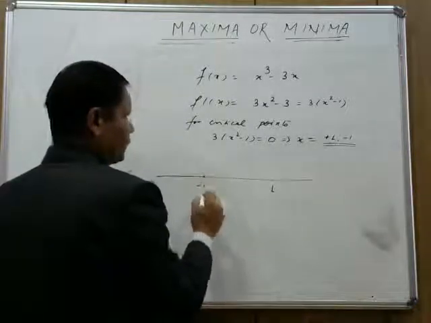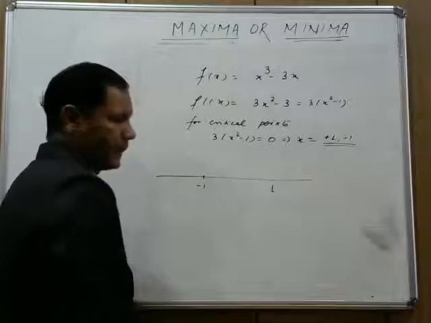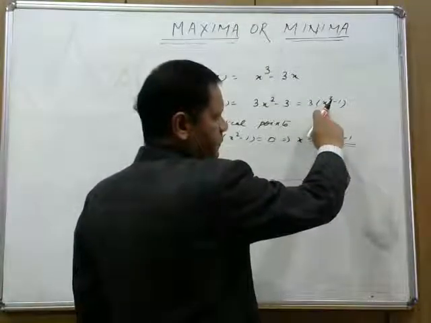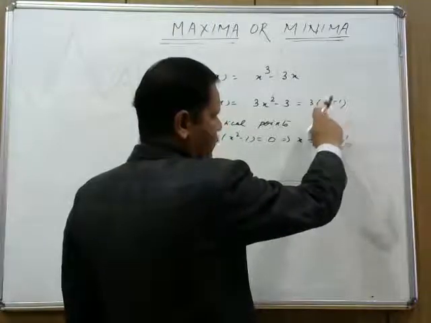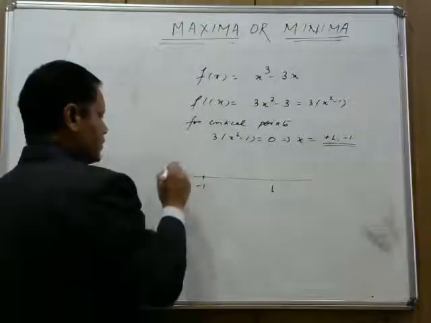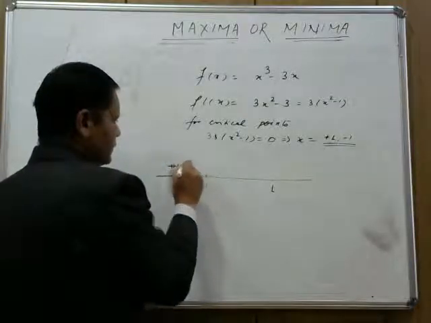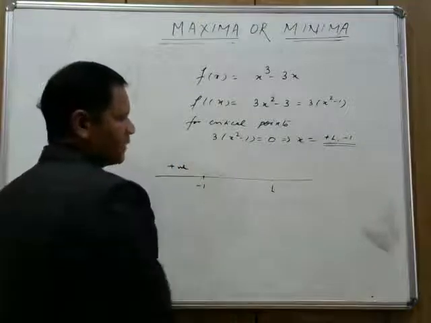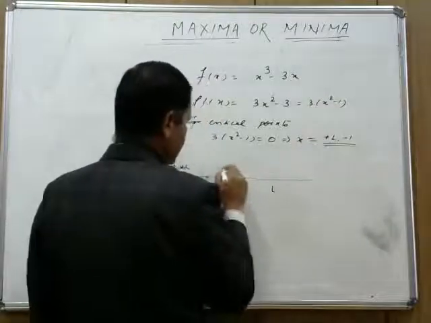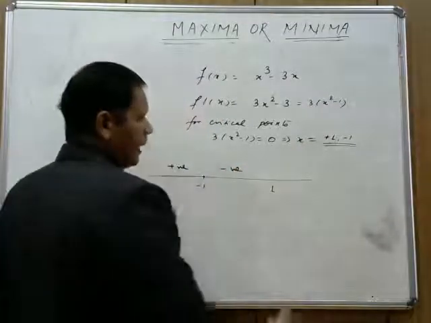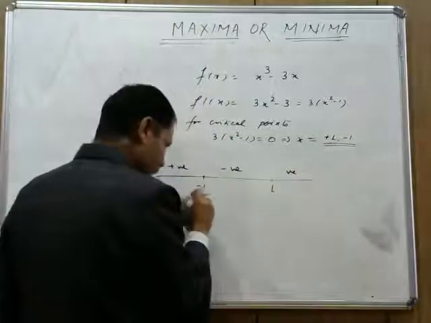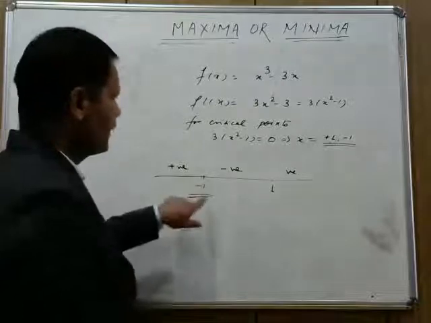Okay. Now before minus 1, if I take any value, suppose I take minus 2, so minus 2 whole square is 4, minus 1 is 3, and 3 into 3 is 9. Before minus 1, if I take any value, it becomes positive. After minus 1, if I take value, suppose 0, here 0 minus 1 is minus 3, negative. After 1, if I take a value, it becomes positive.